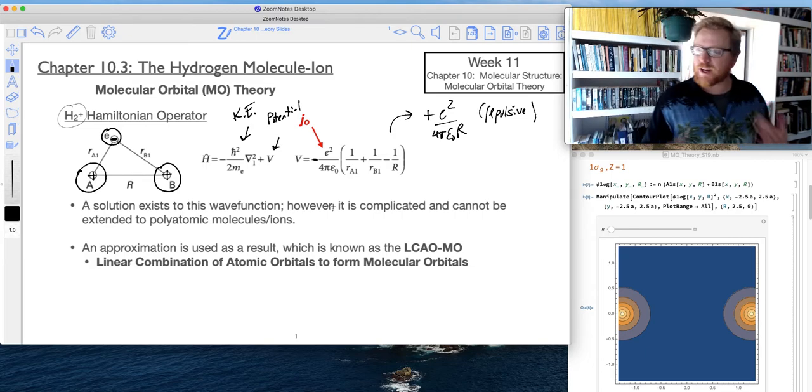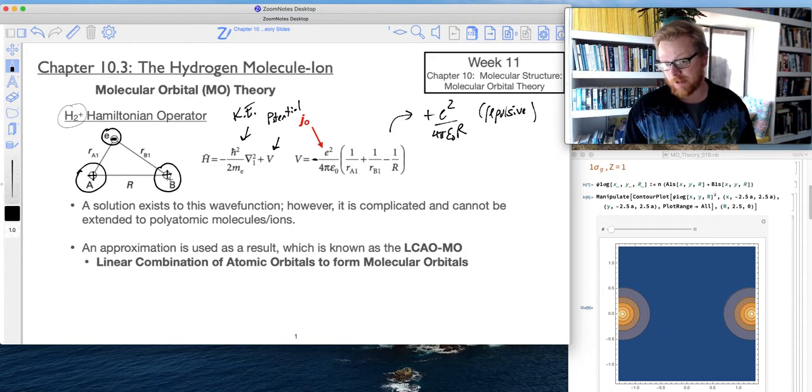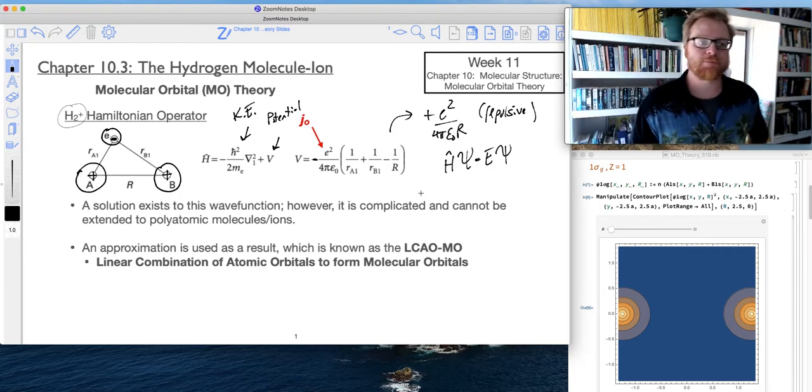So there's three kind of effects going on here, right? There's the repulsion of the two nuclei. There's the attraction of the electron to atom A, and there's also the attraction of the electron to atom B, all right? And so, of course, as we do, we would solve the Schrodinger equation for this situation.